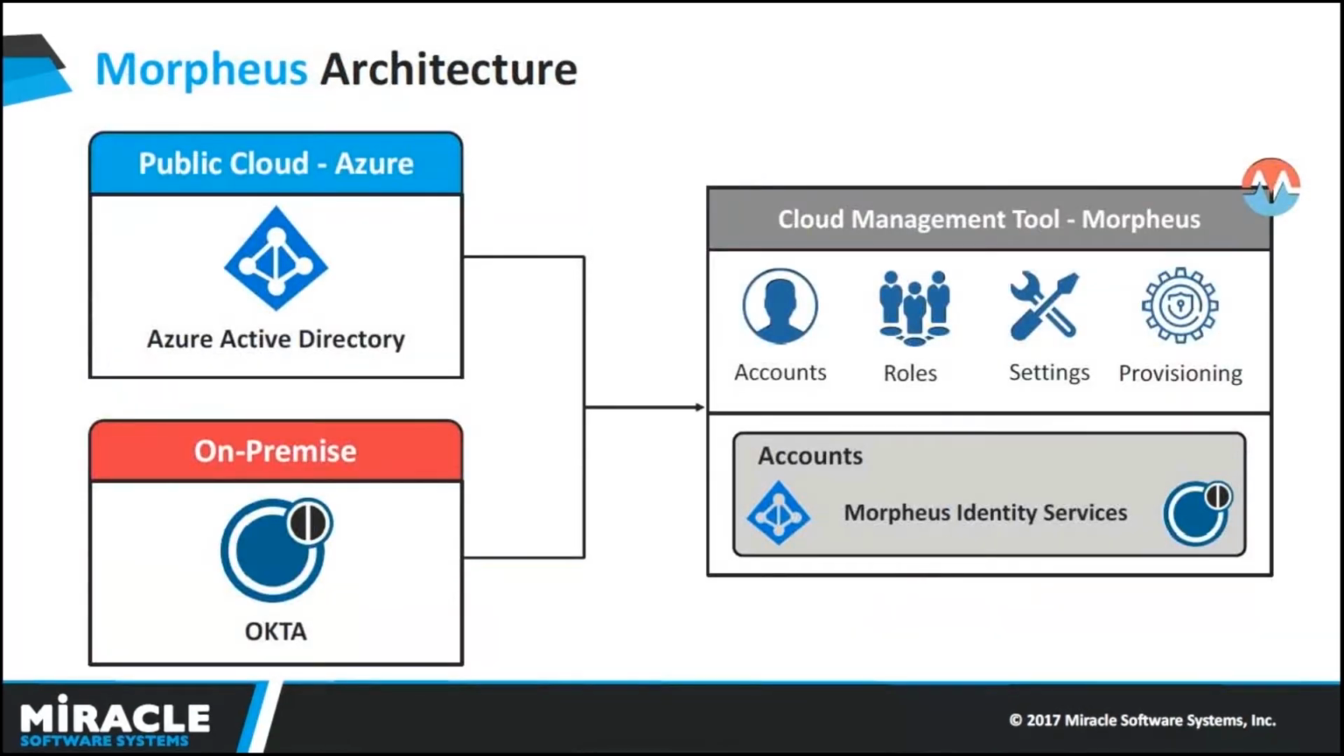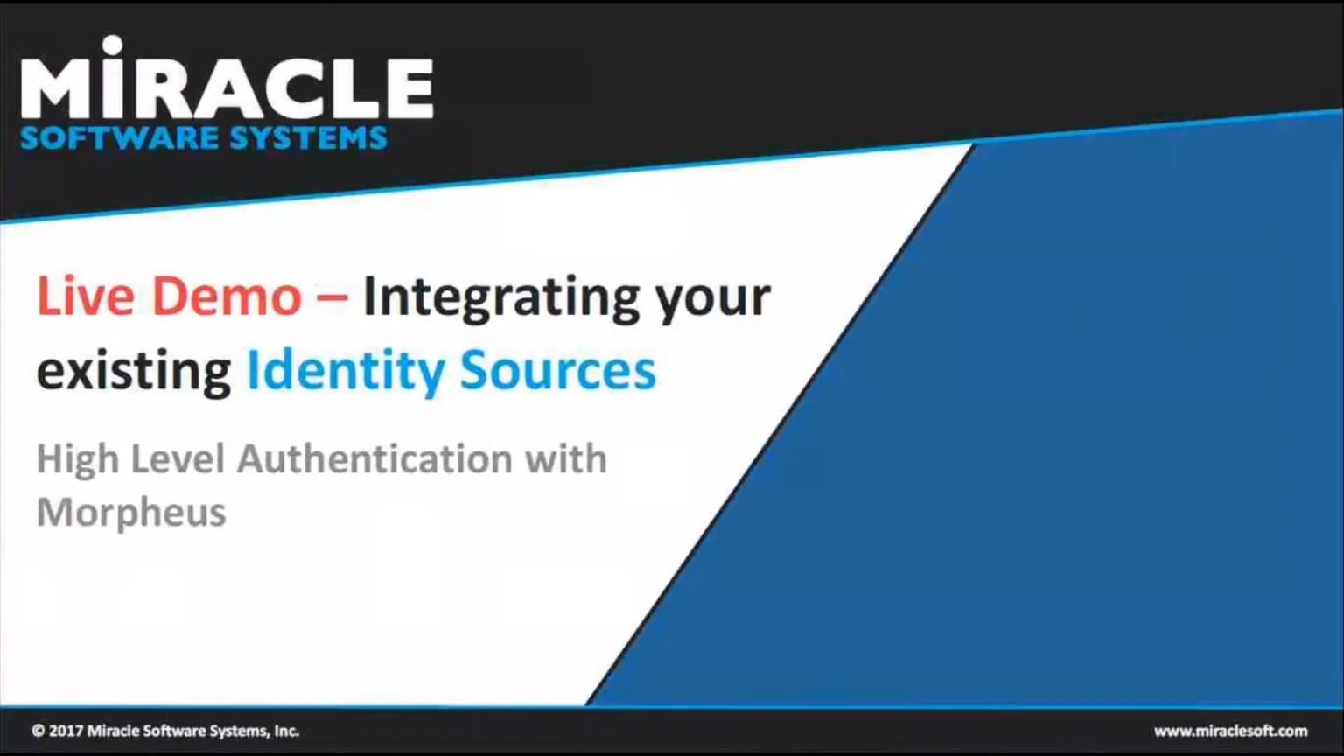Moving on. This is the high-level architecture of today's demo. Today I'm going to integrate two of my existing identity services, that is Active Directory and Okta. I have my Active Directory placed on my public cloud Azure, and I have Okta on my on-premise server. Let me quickly walk you through today's demo so that you can understand more about what exactly this integration of identity services is.